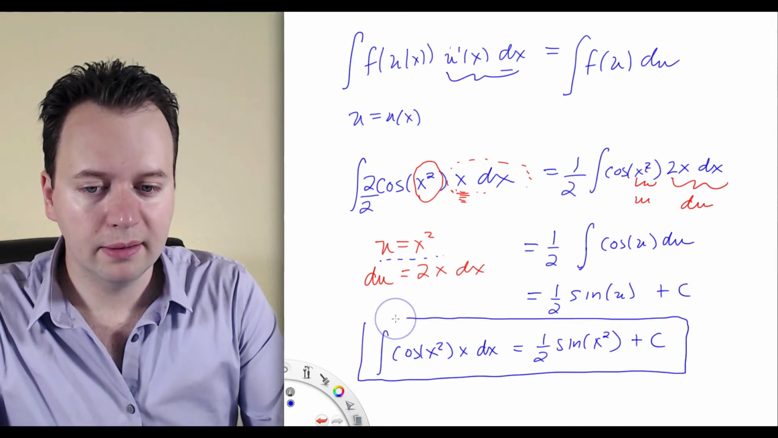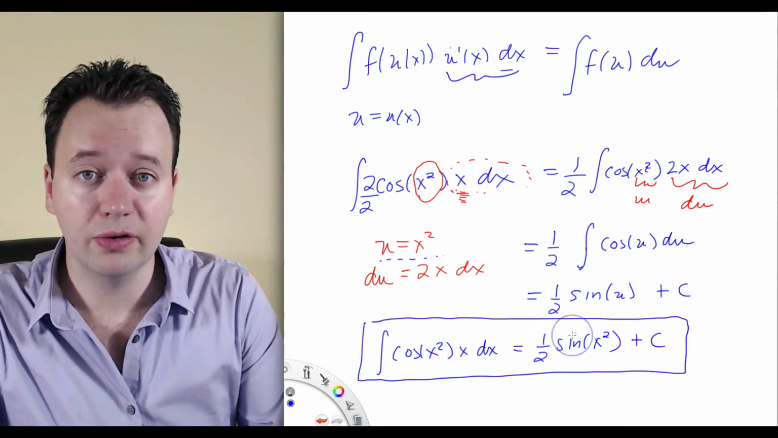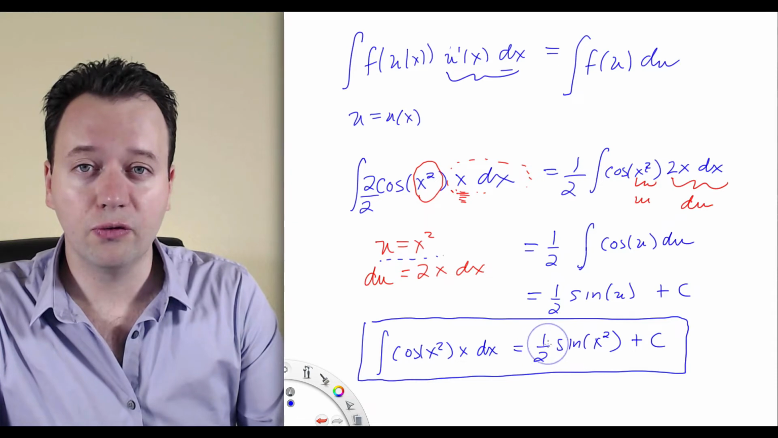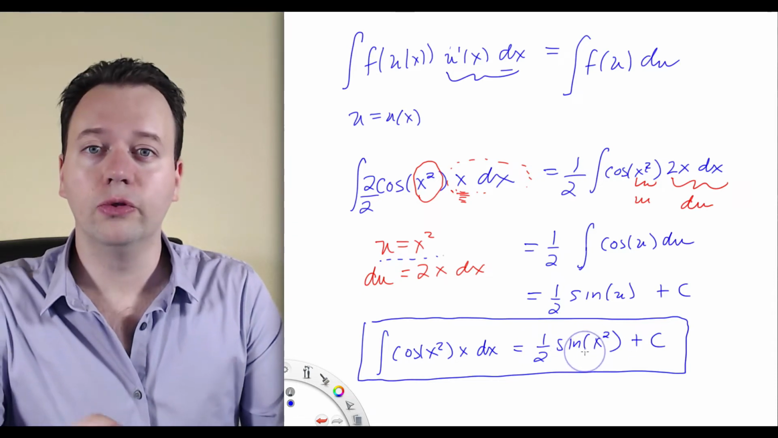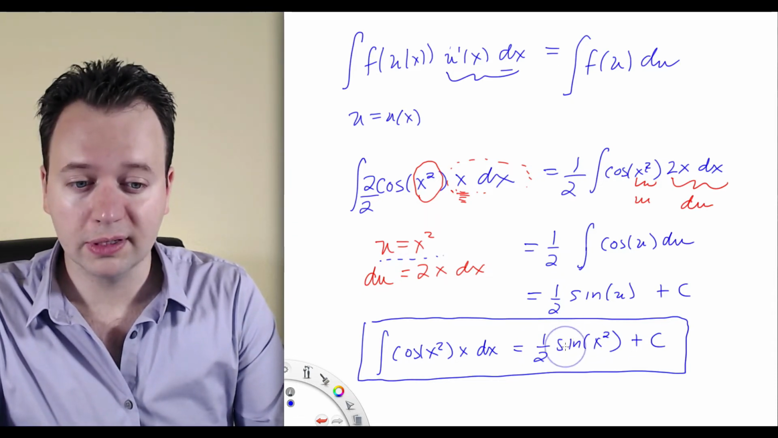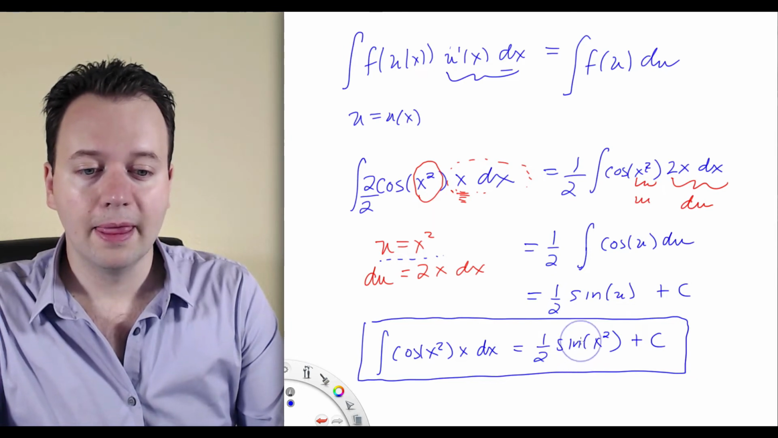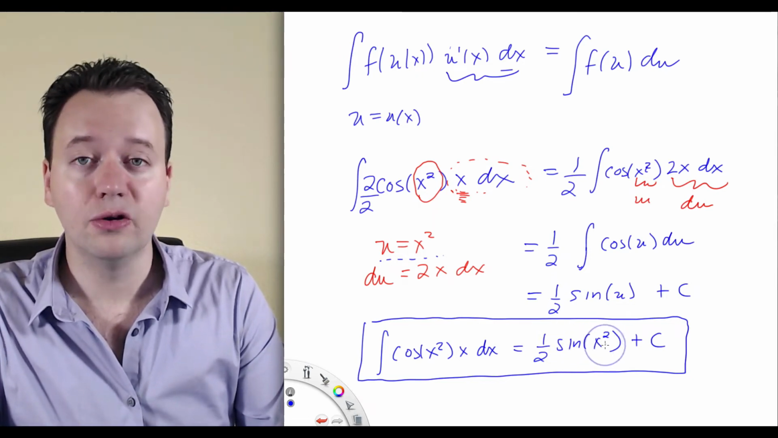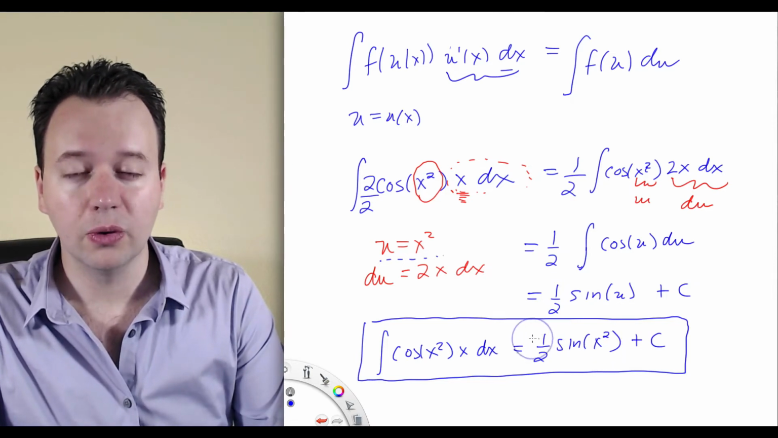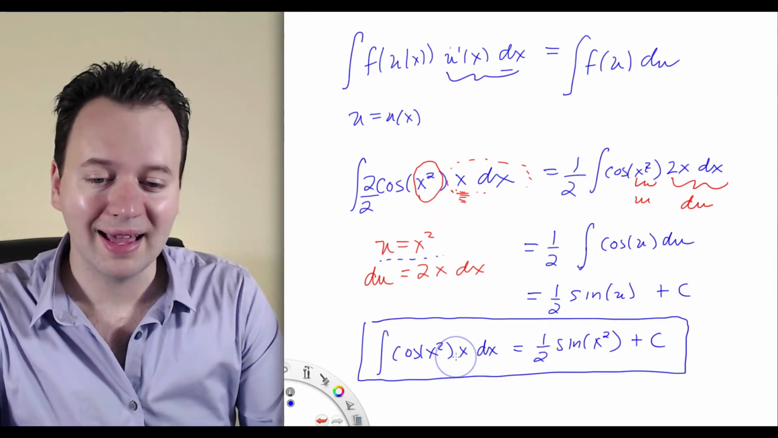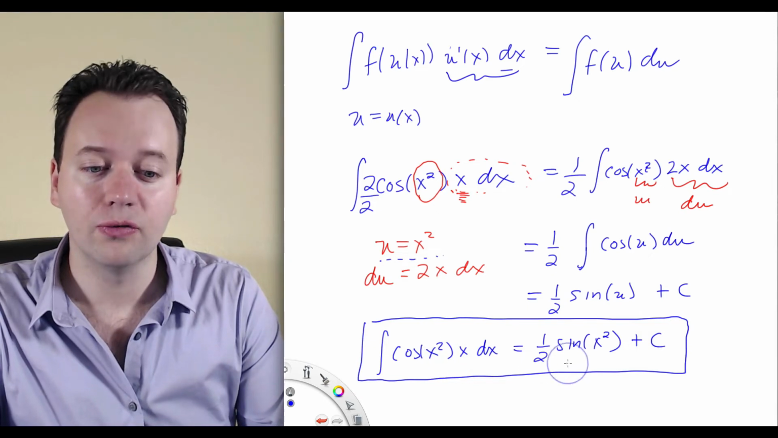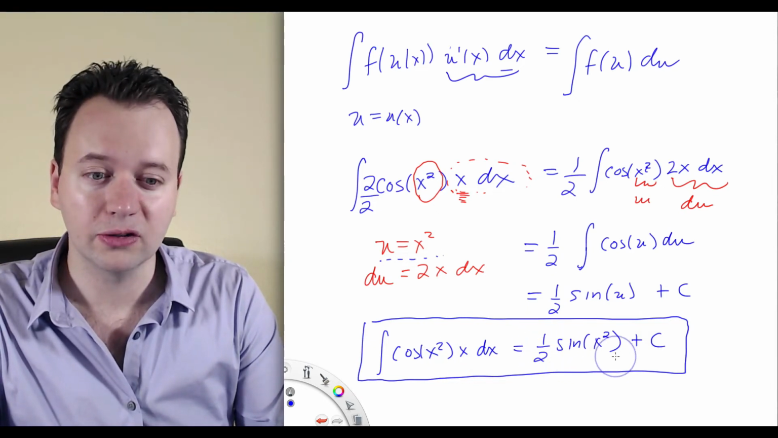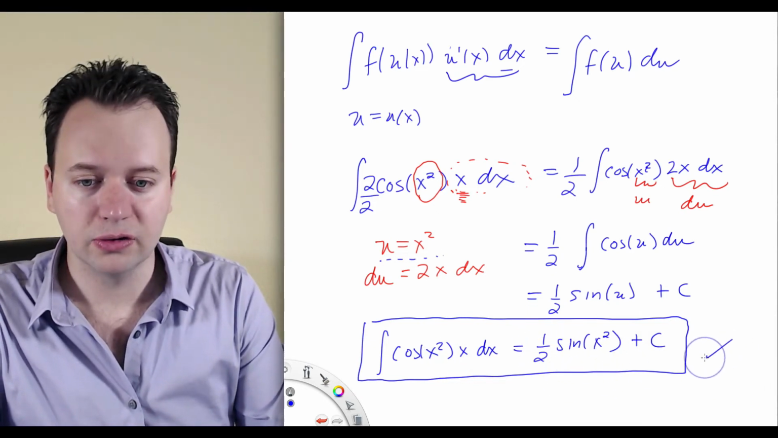When you're done, you can check. So take the derivative of the right-hand side. The derivative of 1/2 sine of x squared, well, the derivative of sine is cosine, so this sine turns into a cosine. So we get 1/2 cosine of x squared times the derivative of the inside. The derivative of the inside is 2x, so we multiply this by 2x, and we get x cosine of x squared as the derivative of 1/2 sine of x squared. So that works out just fine.